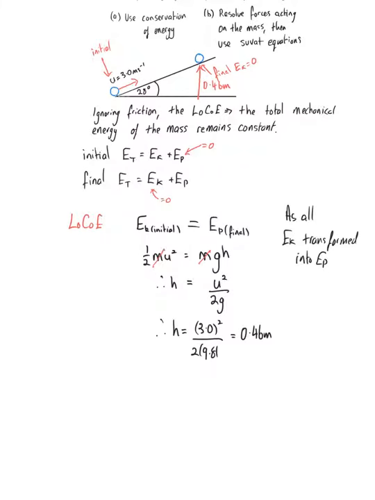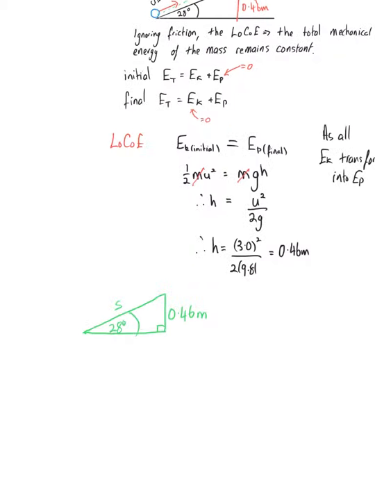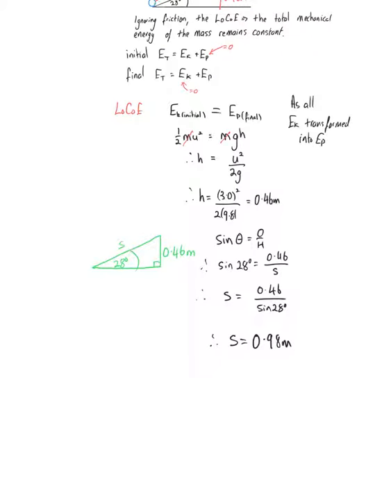To solve for the distance the ball makes it up the ramp, if I call that s, we need to use sine theta. Drawing the appropriate triangle and solving, we find that the mass travels nearly a metre up the slope.